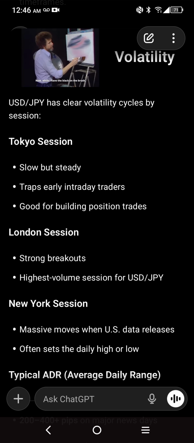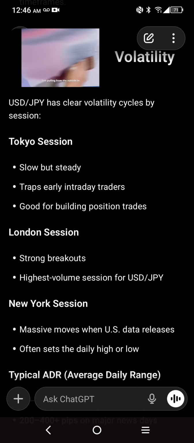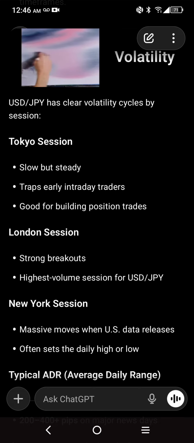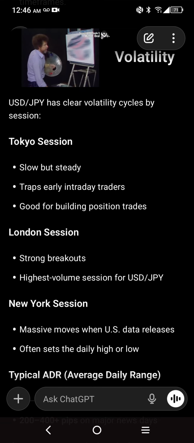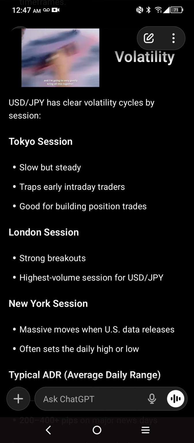The New York session, massive moves when U.S. data releases, of course, often sets the daily high or low. And after we go through this first part, I'll pull up the Trading Economics calendar on the internet, and we'll briefly go over that bullet point right there, the data release bullet point.